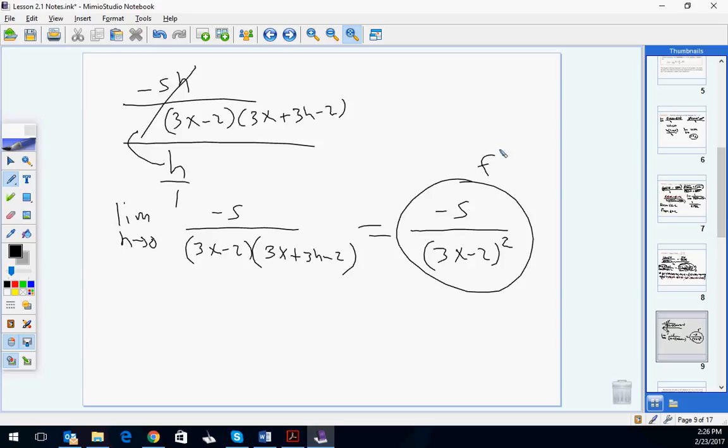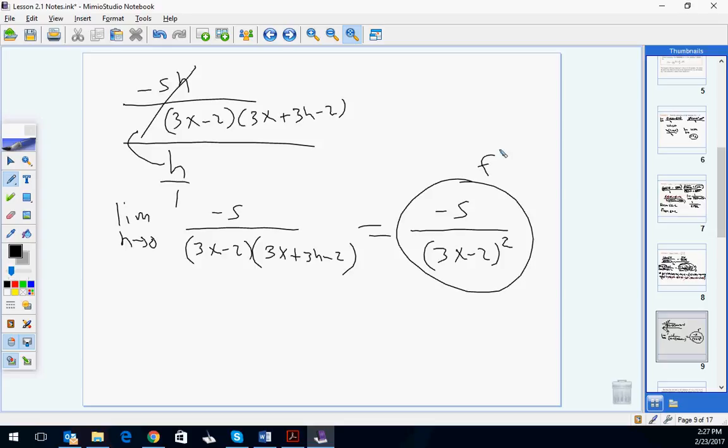All right, so we'll take questions now. Again, we didn't have a number plugging in. So you have to understand that we're going to get a function as an answer. This is a function, so it's not a value. We have to expect that. And when I did my limit, my h went away. I had 2, 3x minus 2. That's why I got 3x minus 2 squared.